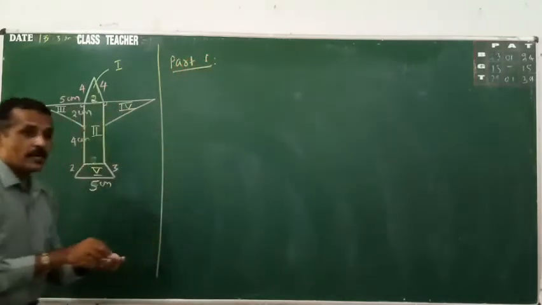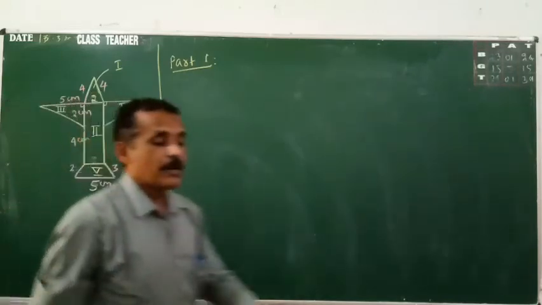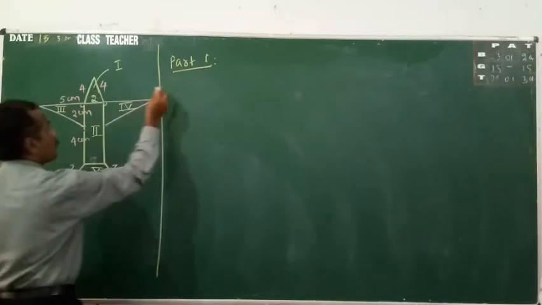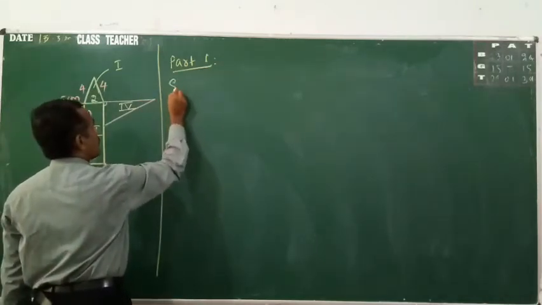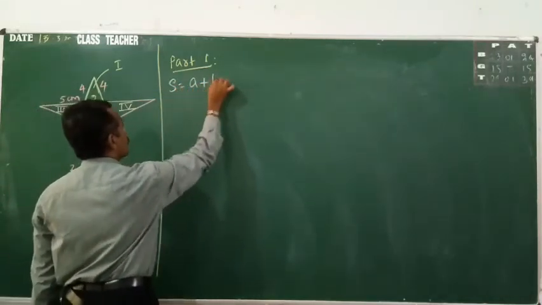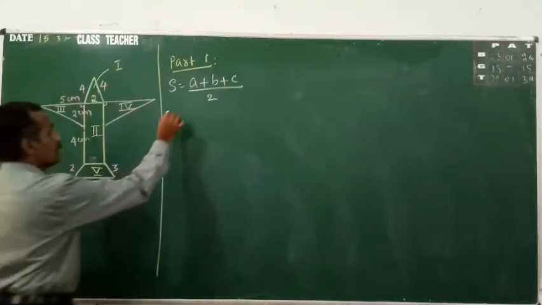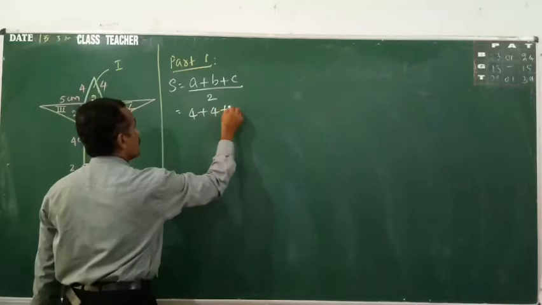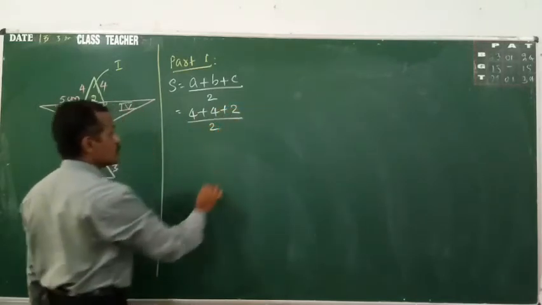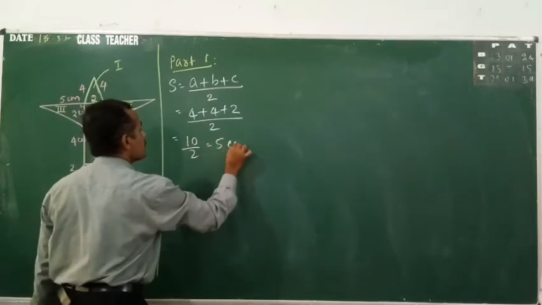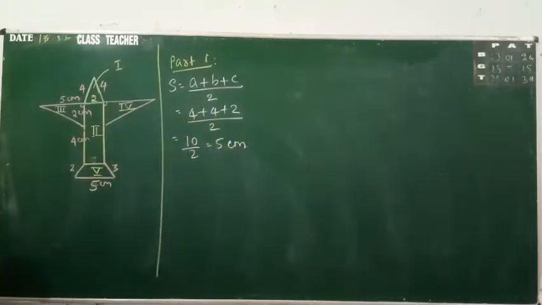First, I will find the area of part 1. The area of part 1 is definitely triangular in shape, so I can go for Heron's formula. First, I will find the semi-perimeter. S is equal to A plus B plus C divided by 2. It is 4 plus 4 plus 2, that is 10, divided by 2. Answer is 5 centimeter.